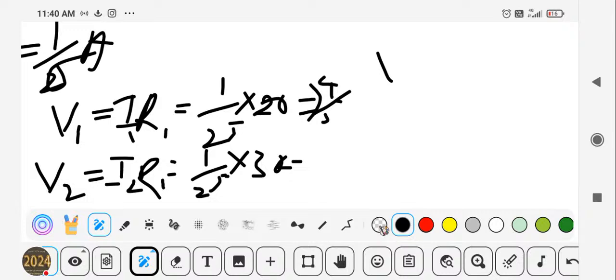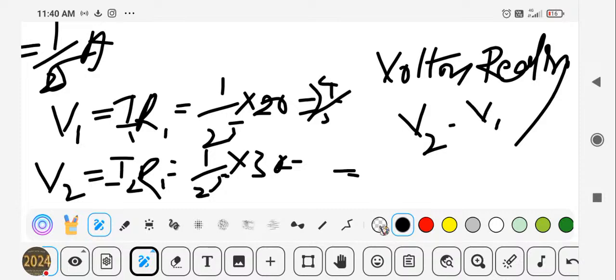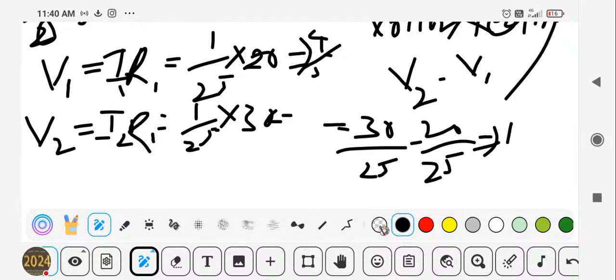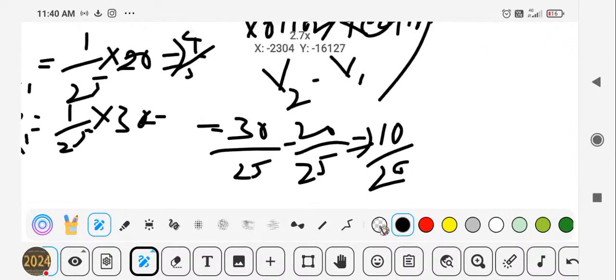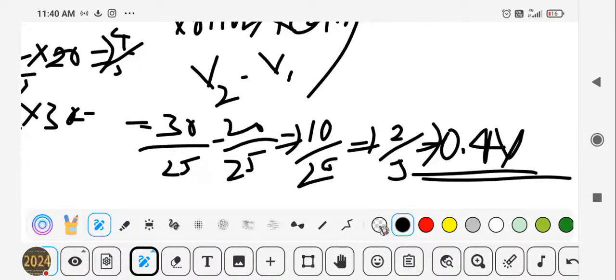Voltmeter reading can be written as V2 minus V1, which will be 30 by 25 minus 20 by 25, which will be 10 by 25. You can write this as 2 by 5. 2 by 5 means 2.0 by 5, so you can write it as 0.4 after dividing. This is what the voltmeter reading is.